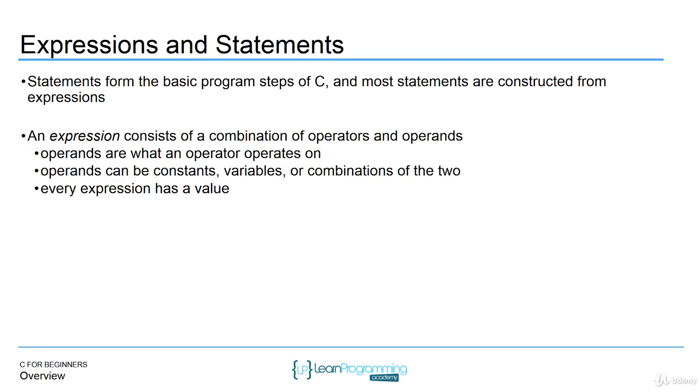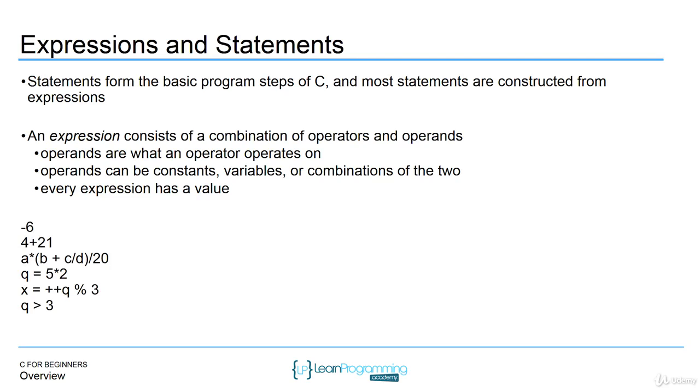So an expression consists of a combination of operators and operands. Now that we know what an operator is formally, and we know what an operand is, just the arguments to the operator, together that makes an expression. We can now actually say what an expression is. Operands are what an operator operates on. I mentioned that. They're the arguments. Operands can be constants, variables, or combinations of the two. So it can be 5 plus 8. It can be variable x plus y, or it can be variable x plus 8. Every expression has a value, and expressions generally return values.